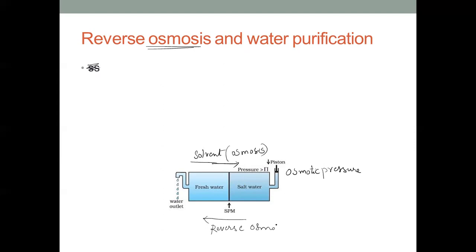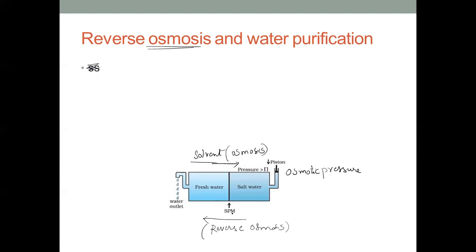Because I'm applying pressure. How much pressure? Not just equal to the osmotic pressure. If it is equal to the osmotic pressure, it will not allow the osmosis to take place. But I'm putting pressure which is more than osmotic pressure. So the water from this is forced into the fresh water now. Right, this is what is reverse osmosis.